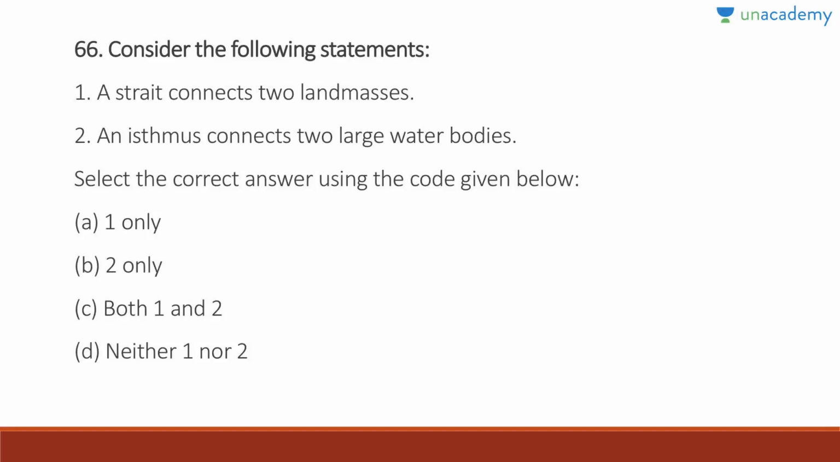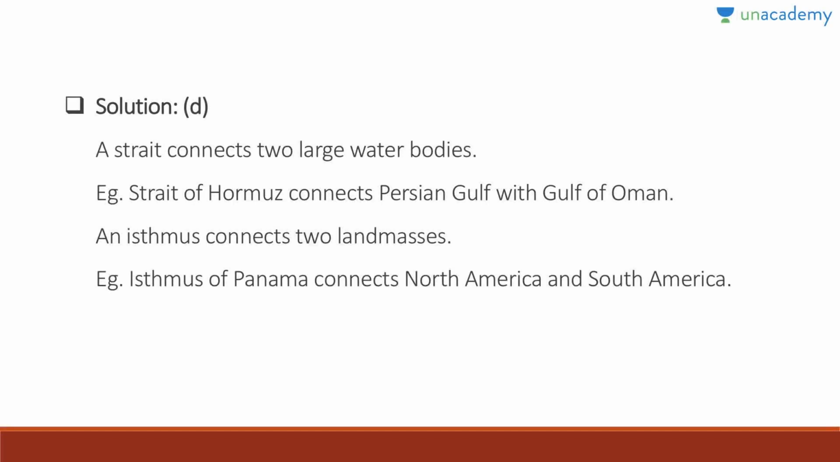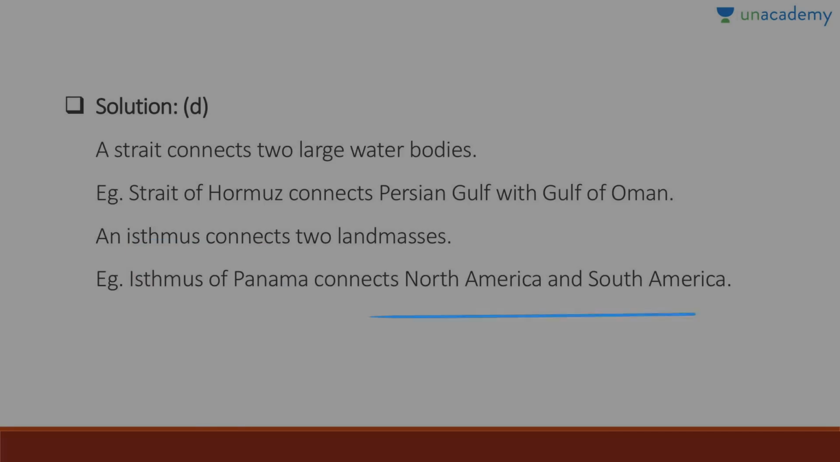Question number 66. Consider the following statements. A strait connects two land masses. This is wrong. A strait will always connect two large water bodies. For example, the Strait of Hormuz connects the Persian Gulf with the Gulf of Oman. An isthmus connects two large water bodies. This is wrong. An isthmus connects two land masses. So these are interchanged. So the answer here is D, neither one nor two. A strait connects two large water bodies, and an isthmus connects two land masses, like the Isthmus of Panama connects North America and South America.